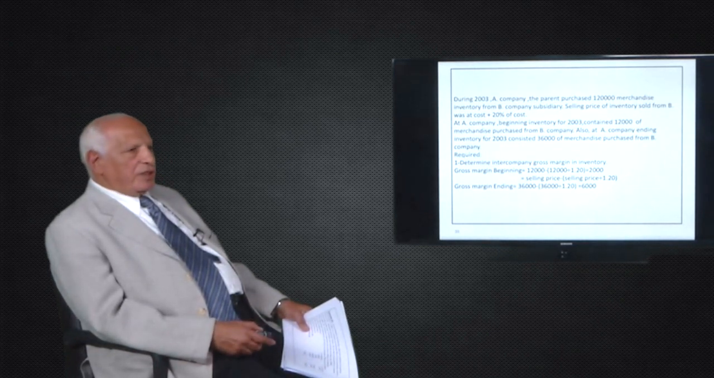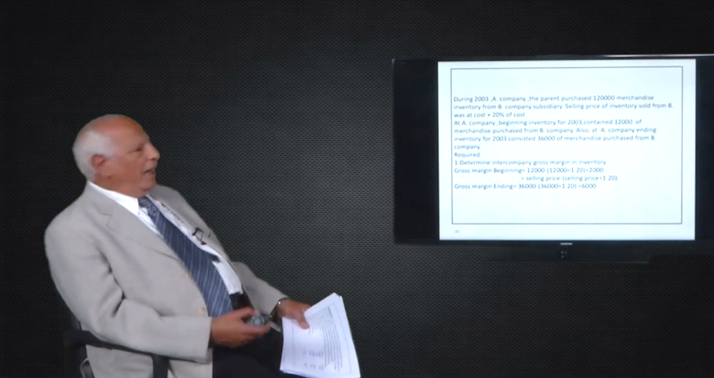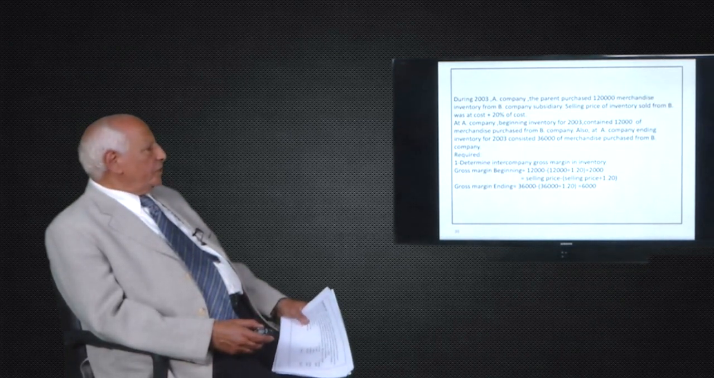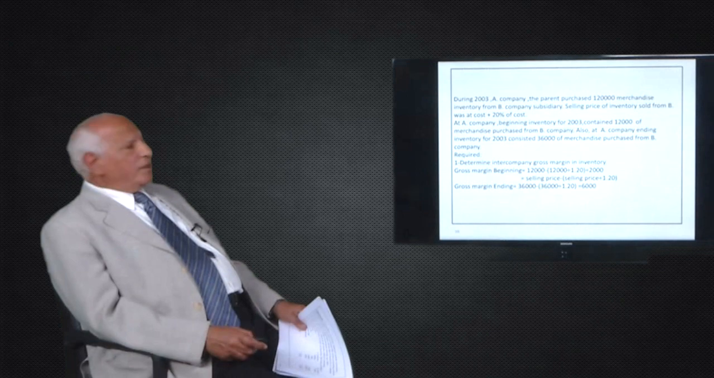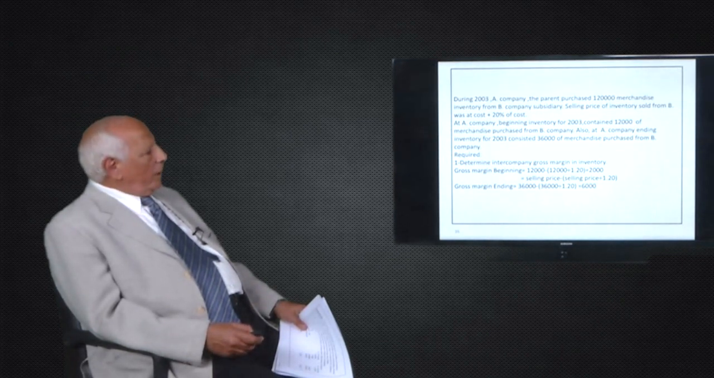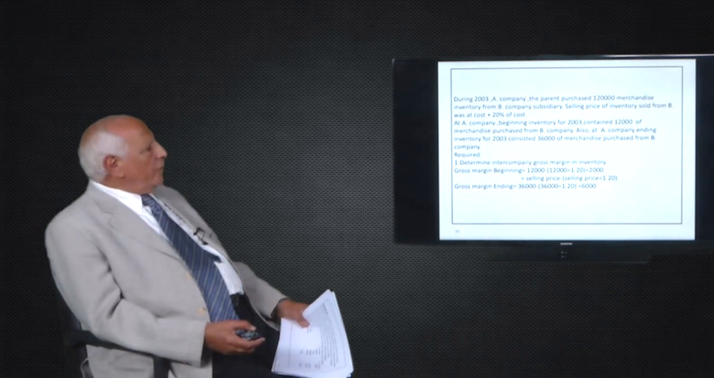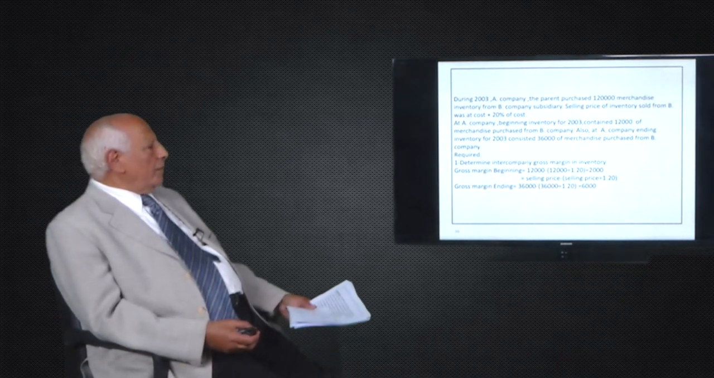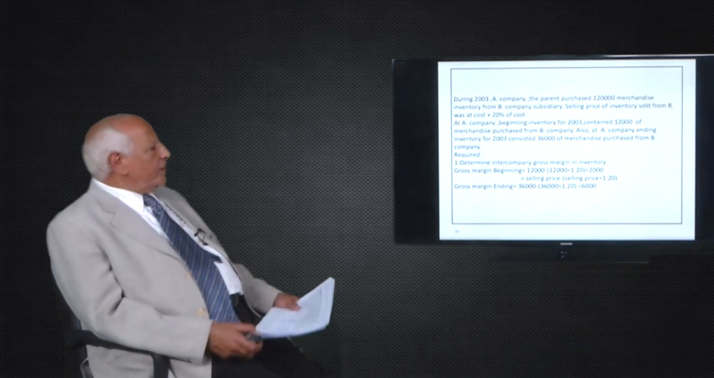Most of this question is required, but some is not clear. I have to give it to Heba if something is not clear to you. Start with the required: determine intercompany gross margin in inventory. Gross margin, beginning: the selling price is 12,000, minus 12,000 divided by 1.2, gives you 2,000. That means the gross margin for beginning is 2,000, and for ending 6,000. You need to know where these two numbers come from, where 2,000 and 6,000 come from.